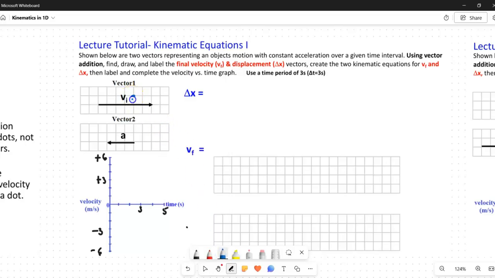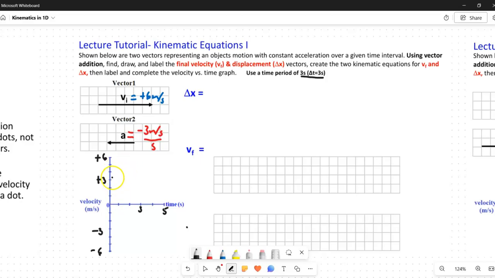This initial velocity vector is going to be +6 meters per second. Let's use 1 block as 1 meter. So this is +6 meters per second. And if it's 3 blocks, that acceleration, which I'm going to use red for, is going to be -3 meters per second over the period of 1 second. So that's -3 meters per second squared. Okay? And they're telling you this is going to happen over a period of 3 seconds.